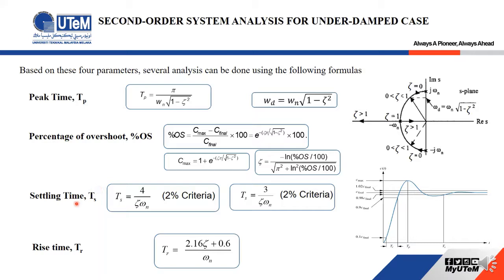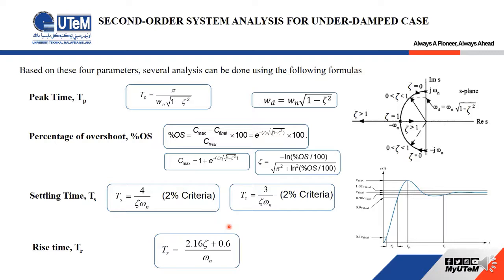Next, for settling time, we can use this formula if we choose the 2% criterion, where Ts is equal to 4 divided by zeta omega n. Zeta omega n is the real part of the location of the pole, which is referred to as this. So for example, if we have a pole at this point, that means zeta omega n is the distance from this point to the origin.